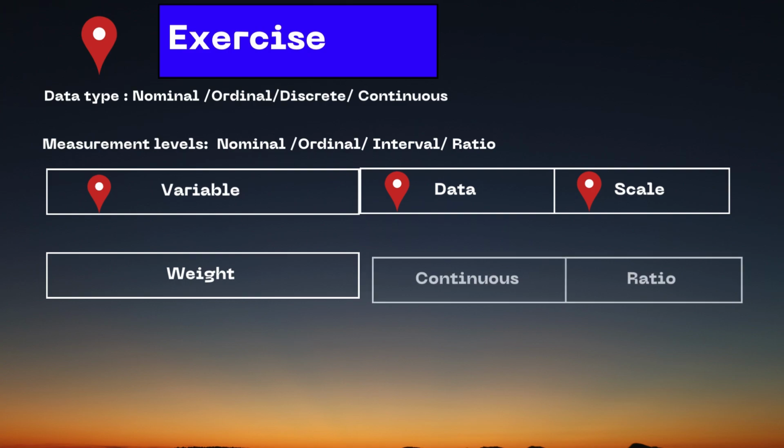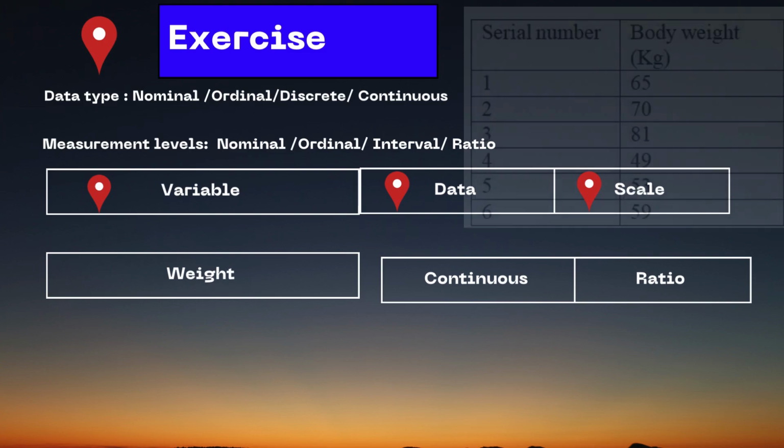Correct answer. Data type: continuous. Level of measurement: ratio. Explanation. Weight is a continuous variable because it can be divided into smaller and smaller units, allowing it to take an infinite number of values between any two given values. It is measured on a ratio scale because it has an absolute 0 point, meaning that 0 weight represents a complete absence of weight. Important note.